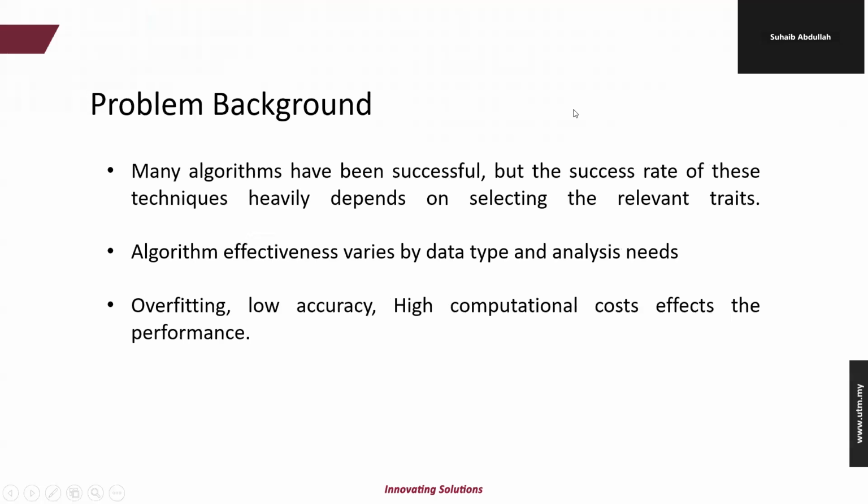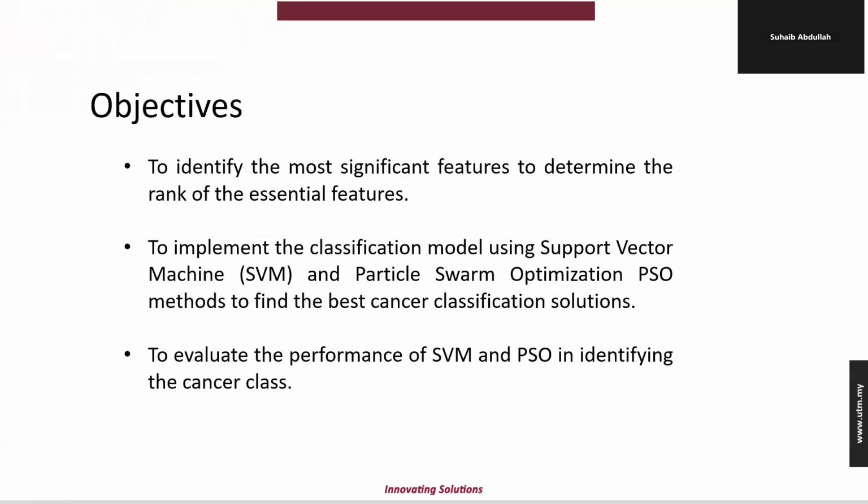So next is our objective. Our first objective is to identify the most significant features to determine the rank of the essential features. This will be done with KNN, random forest, and genetic algorithm.